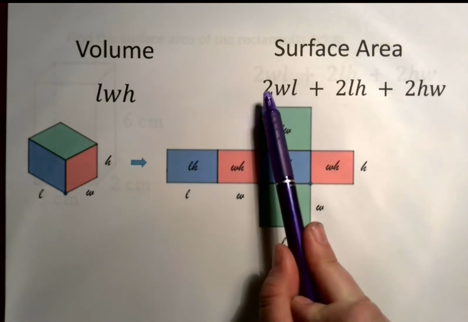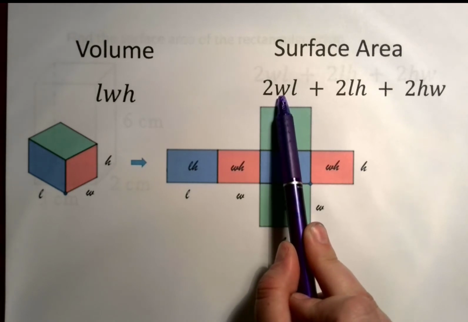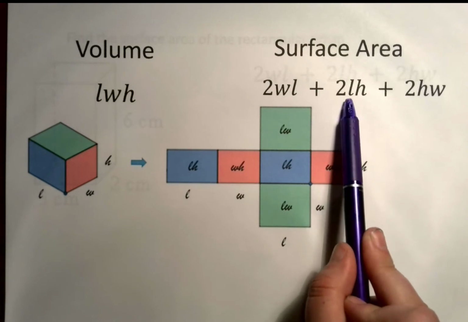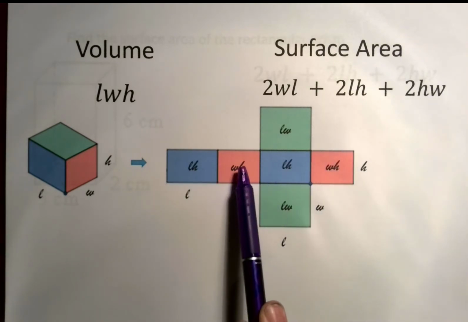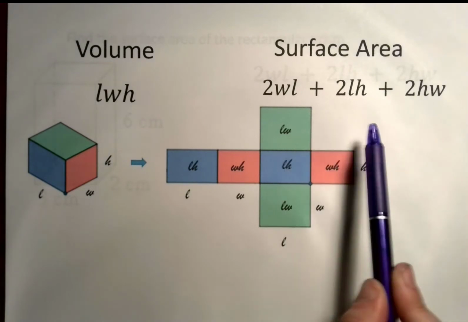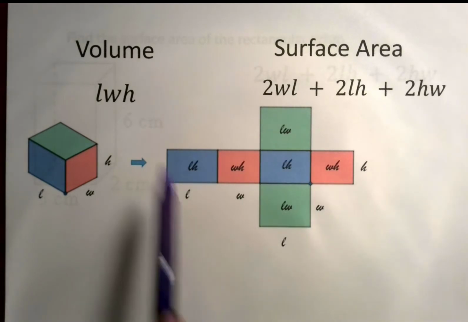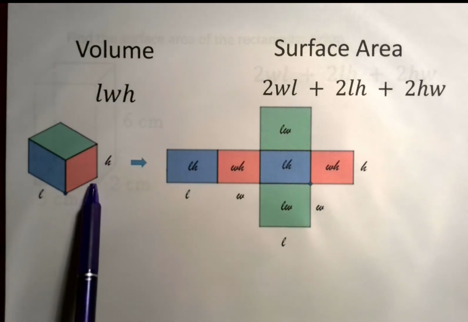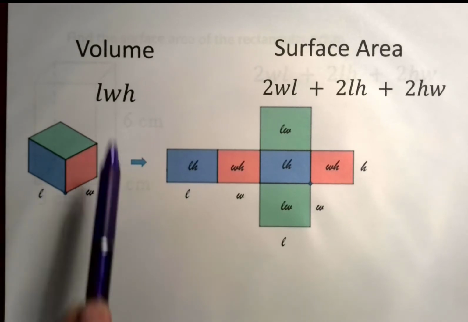So that's where we get this: 2 times the width times length, plus 2 times the length times height, because I have 2 of each of those. And 2 times the height times the width. So that's how I get them. And remember, volume is length times width times height, or the area of the base times the height.